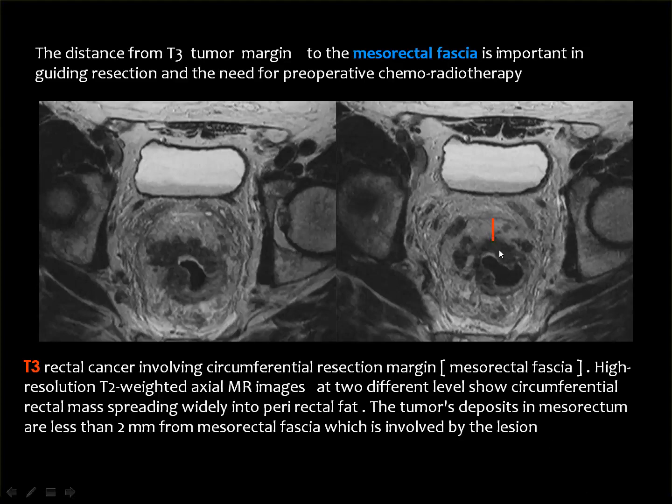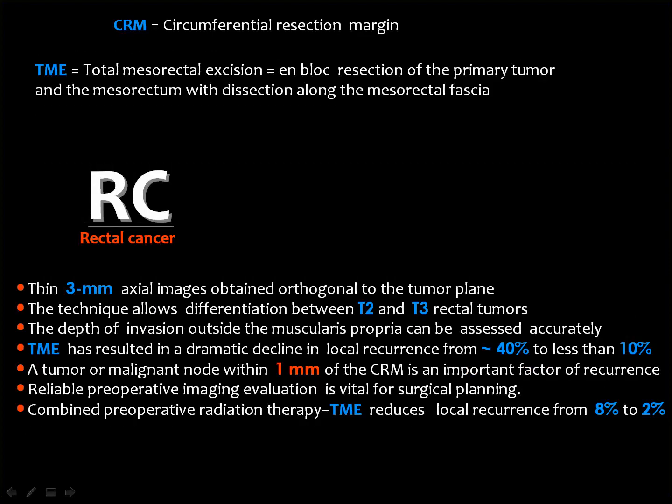This is how to measure the distance from the tumor to the mesorectal fascia. In this particular case, you do not need to measure the distance because the mesorectal fascia is already involved. Then another abbreviation you will meet in the literature is TME, and this means the total mesorectal excision, which means that there is en bloc resection of the primary tumor and the mesorectum, with the section along the mesorectal fascia.